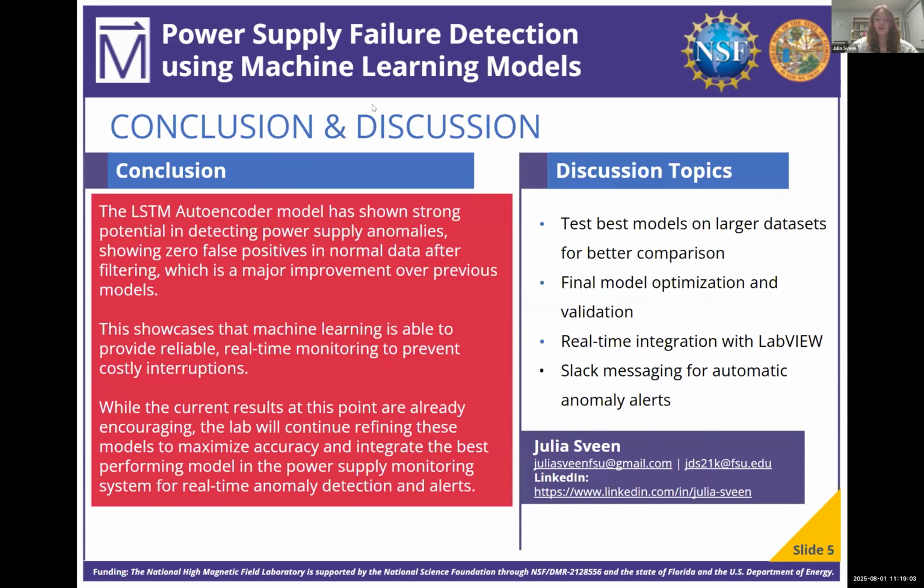So where do we go from here? The LSTM model is already showing strong results, and the team at the MagLab will continue working on integrating it into LabVIEW, which is the software that controls power supplies in real time. They're also looking to connect the model to Slack so it can send automatic alerts the moment an anomaly is detected, which helps the lab respond more quickly to potential issues. Going forward, the team will keep testing on larger data sets and keep refining the model to make it as accurate and reliable as possible for long-term deployment.